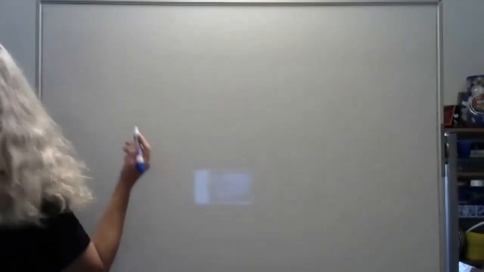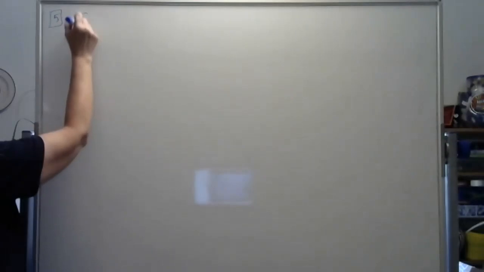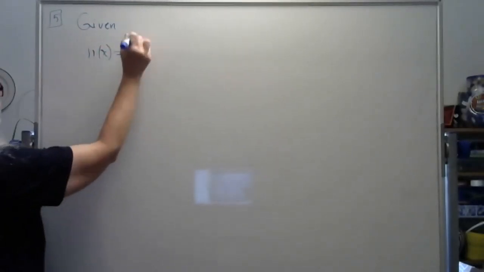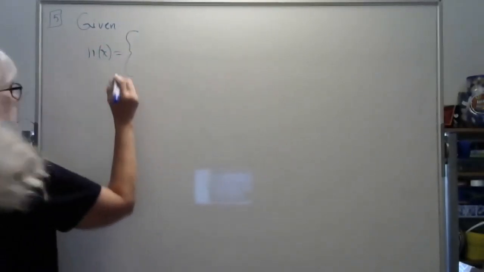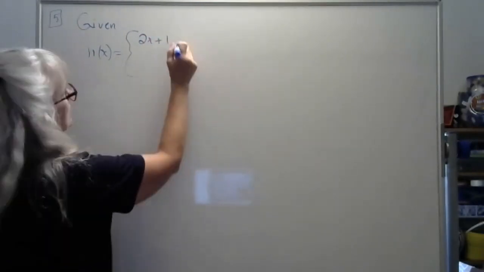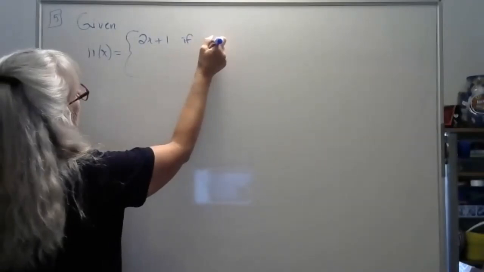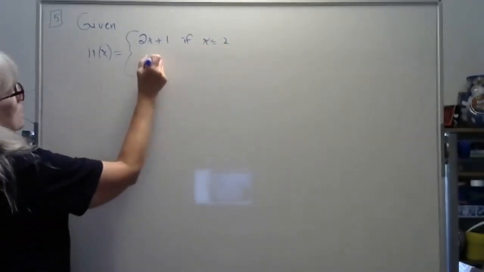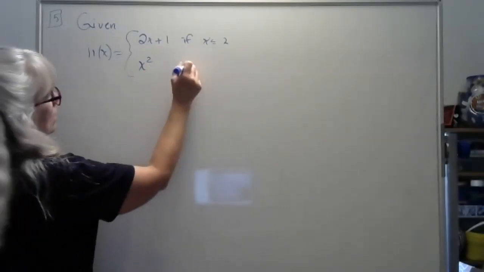Okay, so we're given that h of x is equal to 2x plus 1 if x is less than or equal to 2, and it's equal to x squared if x is greater than 2.